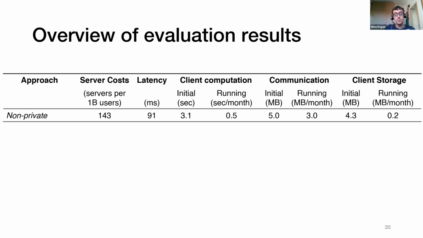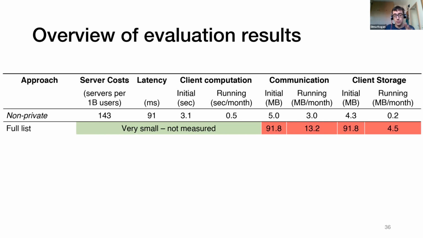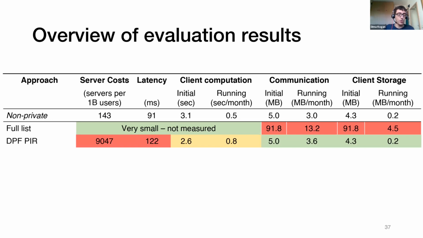And then we have the different privacy preserving approaches. The first approach is a very simple approach. The client can just download the entire block list and do all the lookups locally. This would be very efficient in terms of server cost, because it just needs to send the list to the client. However, this will require a lot of resources in terms of communication and in terms of client storage of storing this list.